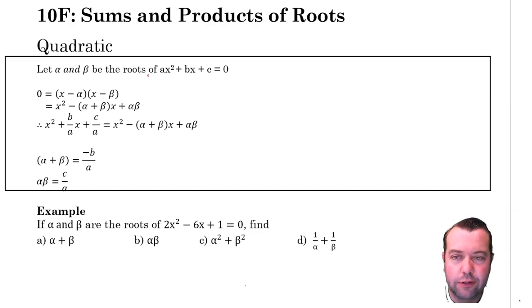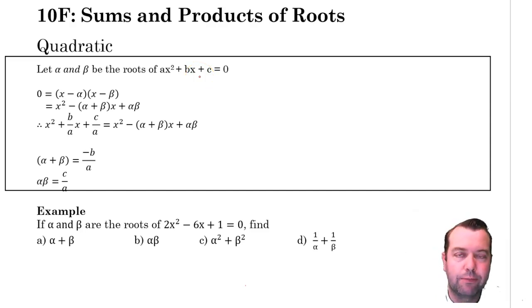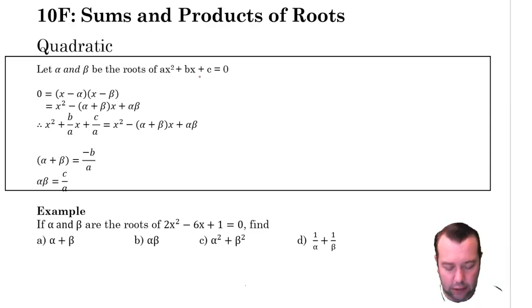Now the product of the roots, alpha times beta, is c over a. So for the time being, remember this. For a quadratic, the sum of the roots is minus b over a. The product of the roots is c over a.